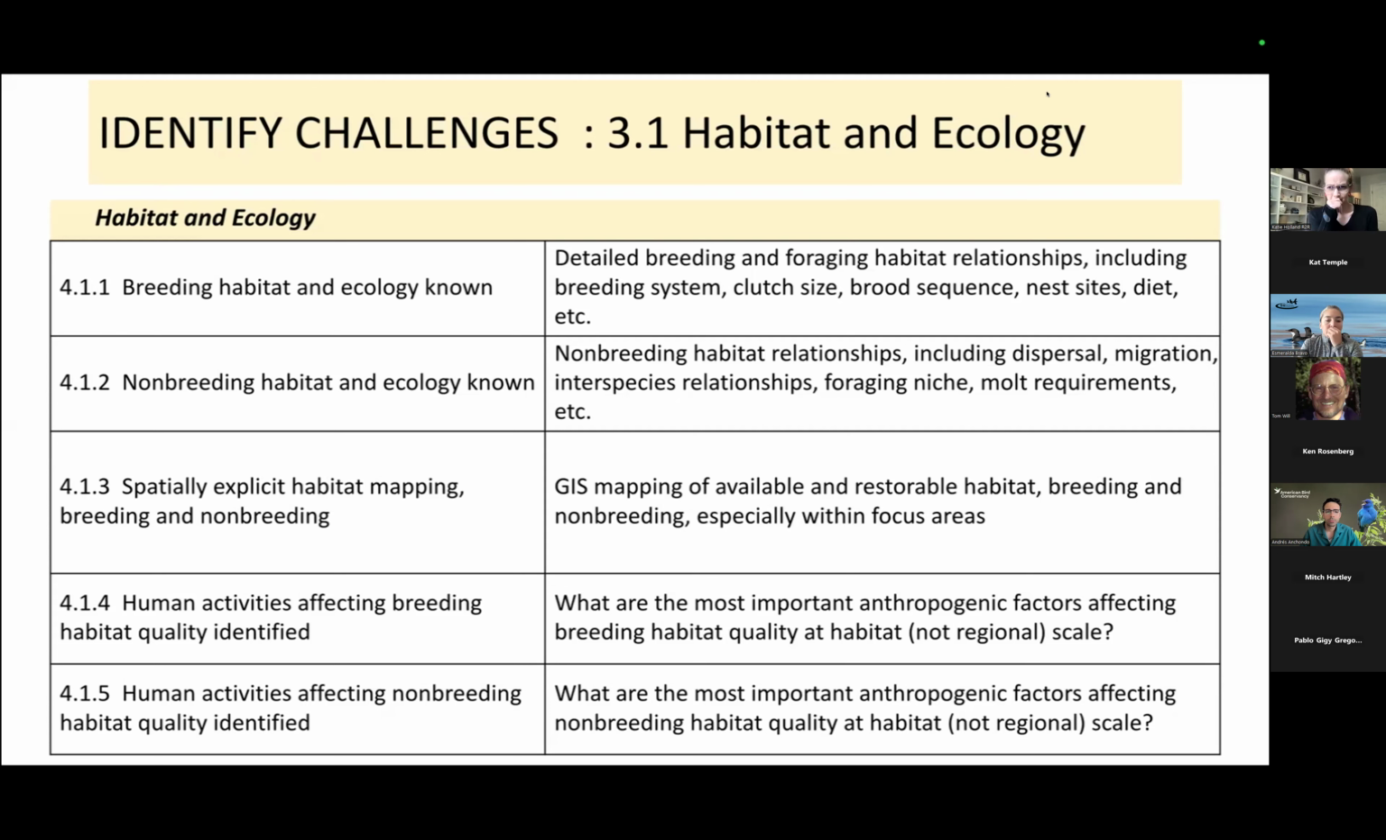I'll pause there for comments, additions from our road to recovery team, questions, or just insights into how this section has worked well or applied to your species.